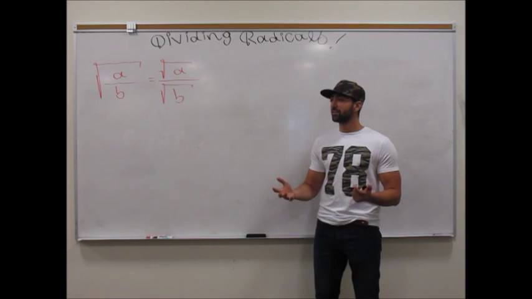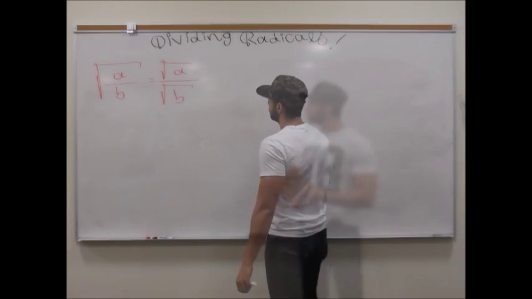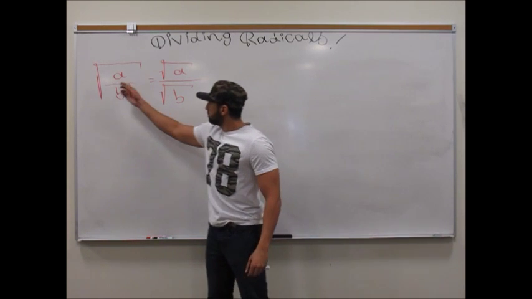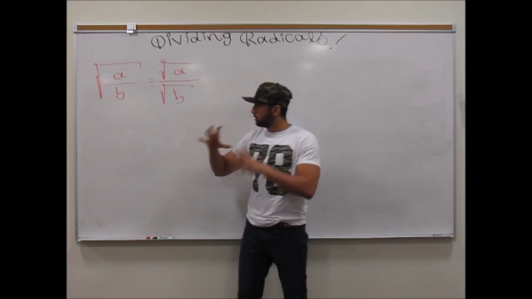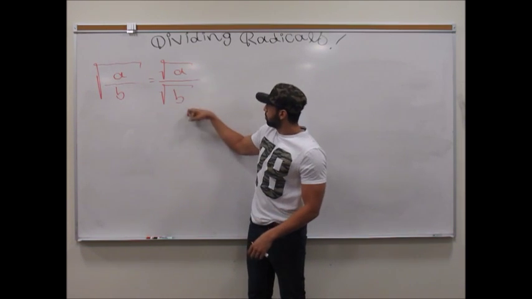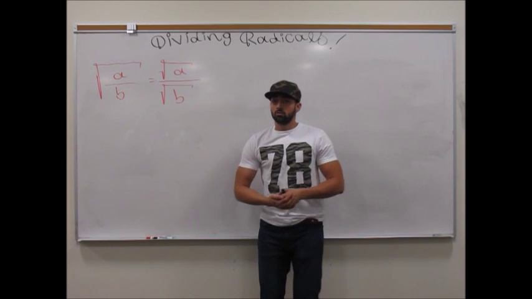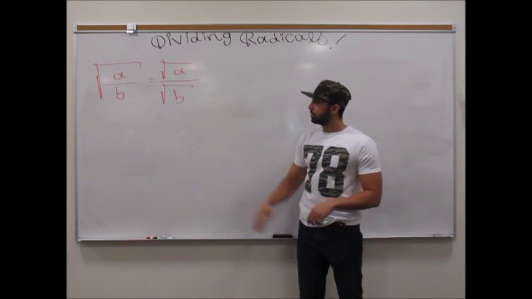Simplification. The only new thing is that you can't have a radical in the denominator. So you have a being divided by b inside the square root. You could go ahead and share the square root onto both of them individually. So we're going to try to not have radicals in the denominator by using this property.